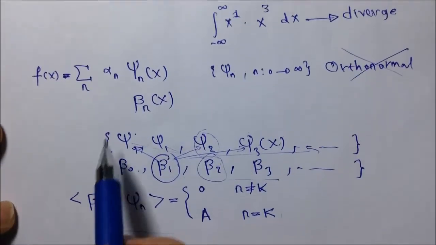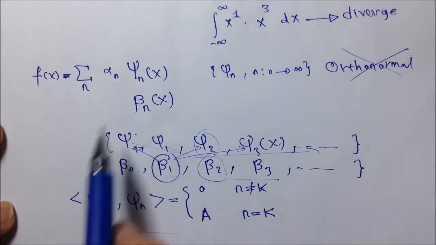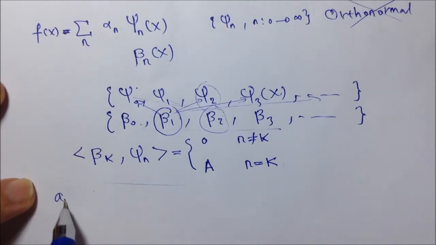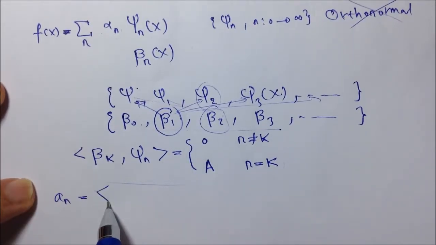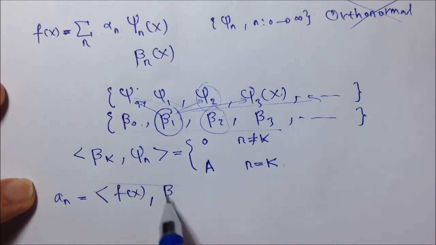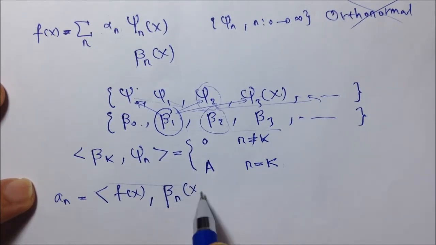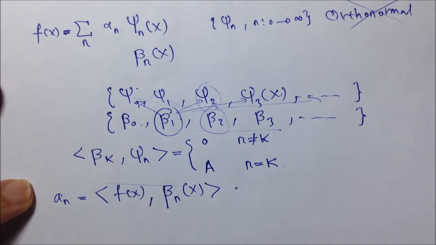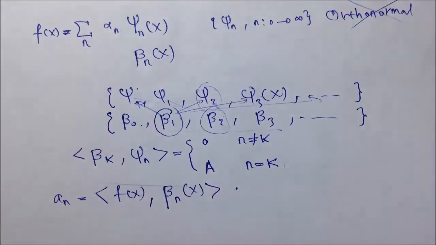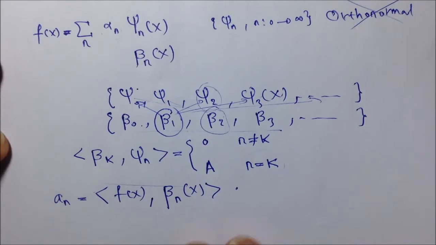So if you wish to evaluate this coefficient associated with psi n, then you have to do a correlation between the function f of x that you wish to expand and beta n of x. So that's how a bi-orthogonal transform works. So I shall prove that this whole story was happening in Taylor series without us knowing about it.